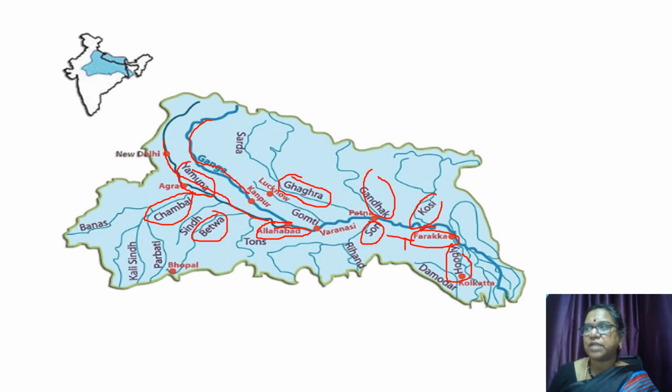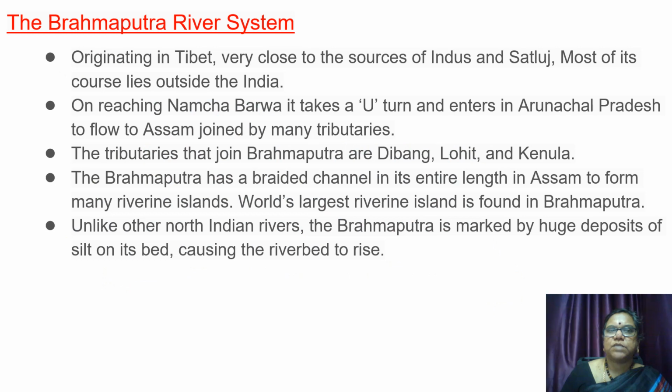The main stream flows further ahead, the mighty river with waters from Ganga and Brahmaputra, as I told, later drain into Bay of Bengal, forming the Sundarban deltas. Now, let us move on to the other Himalayan river system, which is the Brahmaputra river system.